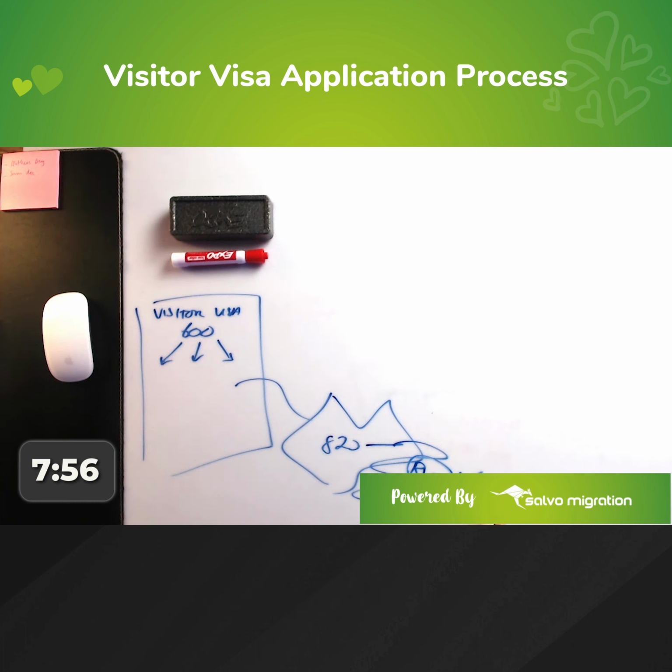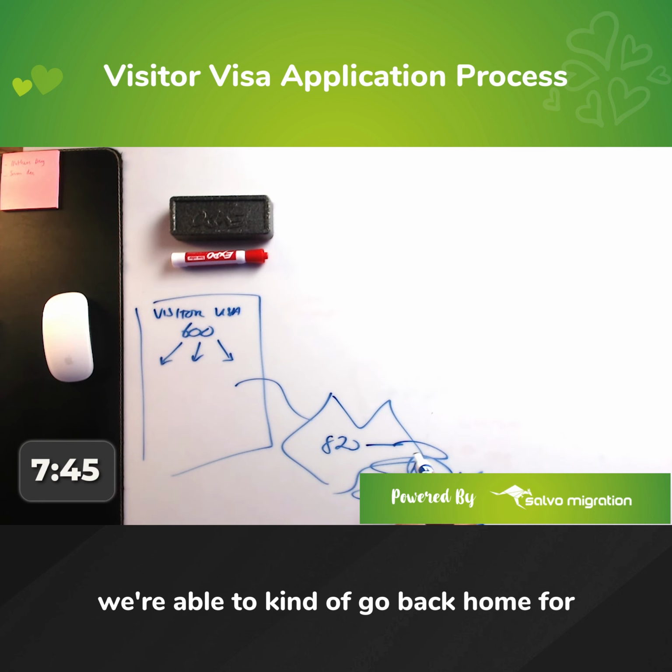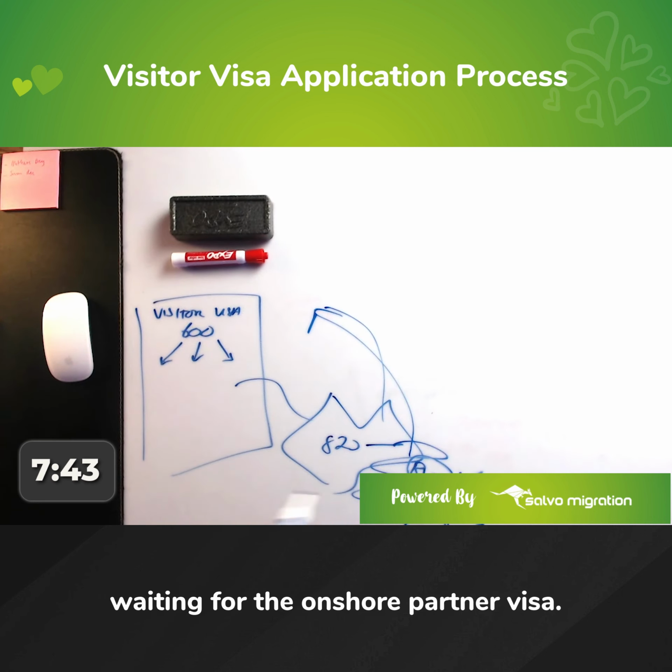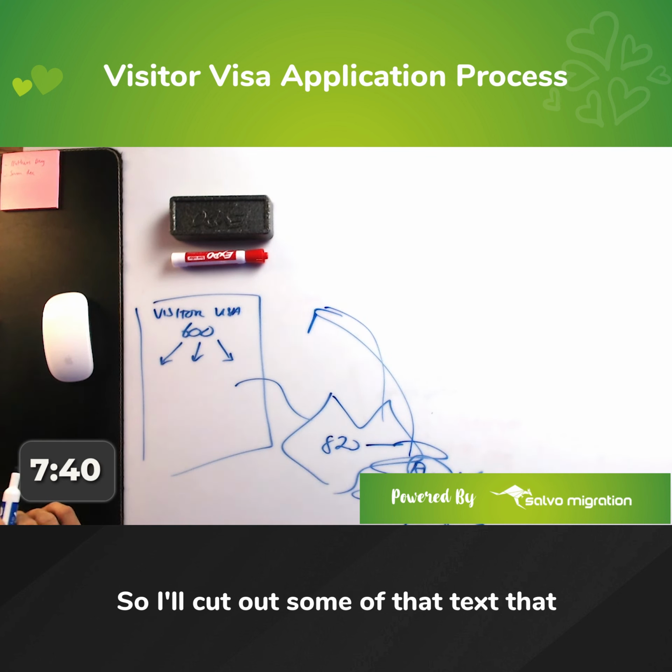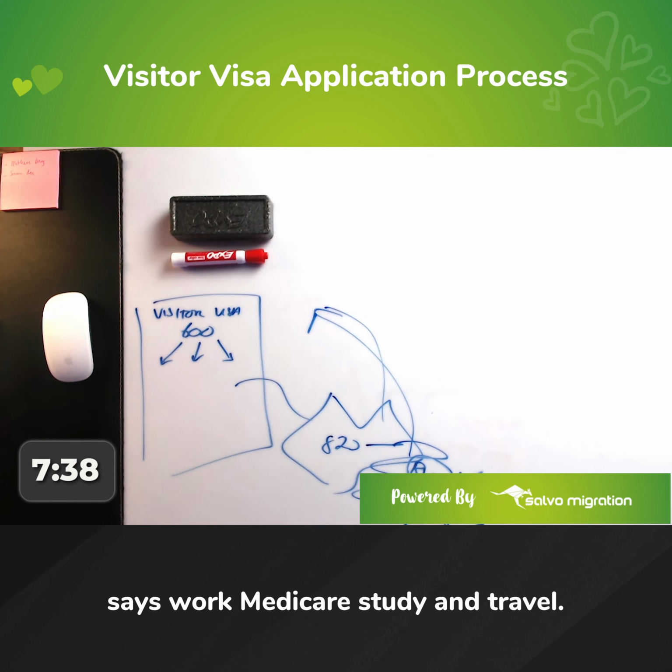work rights, Medicare, and study and travel. Can travel, as in, we're able to go back home for a little period and come back whilst they're waiting for the onshore partner visa. So I'll cut out some of that text, but it says work, Medicare, study, and travel.